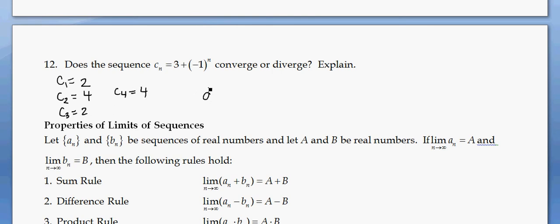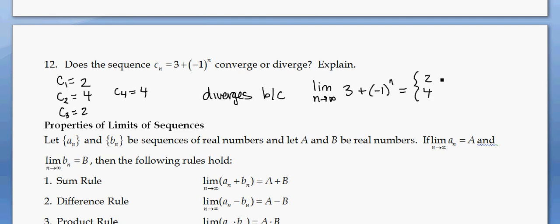So this thing's going to just alternate back and forth between 2 and 4, right? So this thing diverges, because if you think about it in terms of limits, the limit as n goes to infinity of this expression is going to equal either 2 or 4. 2 if n is odd, and 4 if n is even. So we didn't get a single limit, right? In order for us to say that this thing converges, this has to equal some single limit, and it doesn't. It equals two different values.